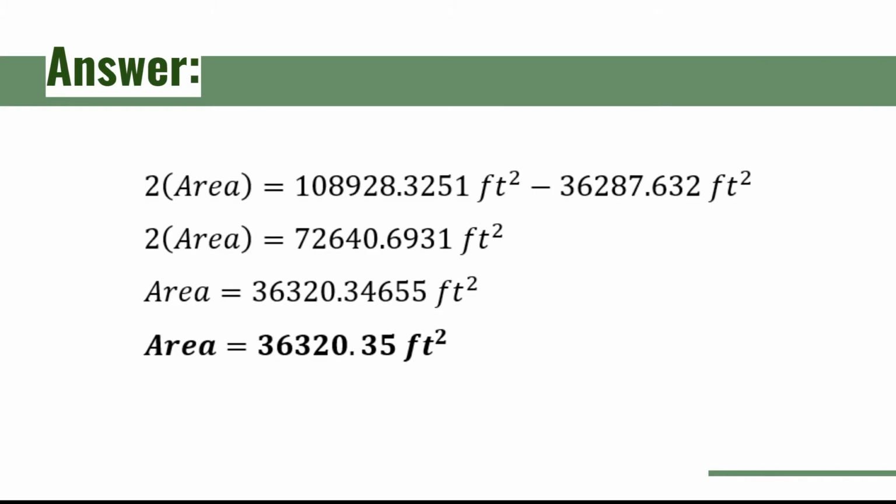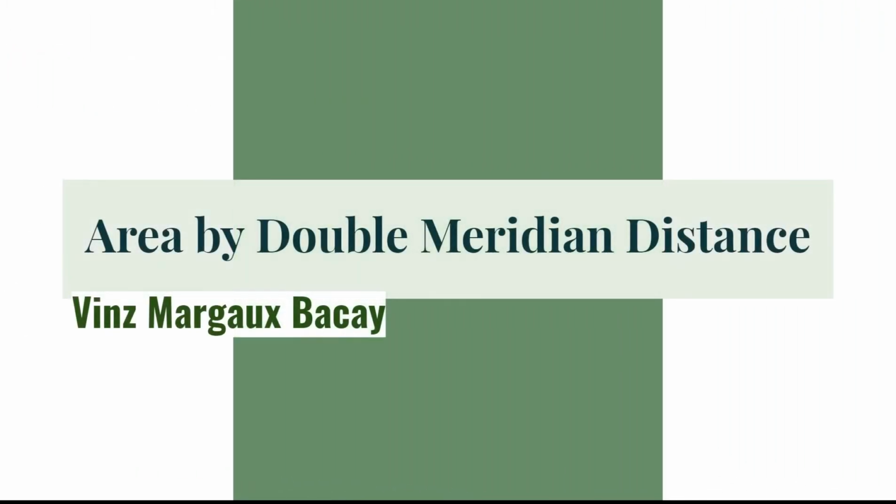After summing it up we get 108,928.3251 minus 36,287.632, which is equals to 72,640.6931. We divide both sides by 2. We get an area of 36,320.45 square feet.